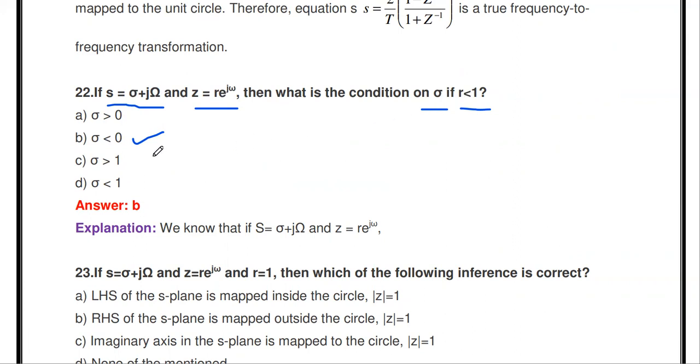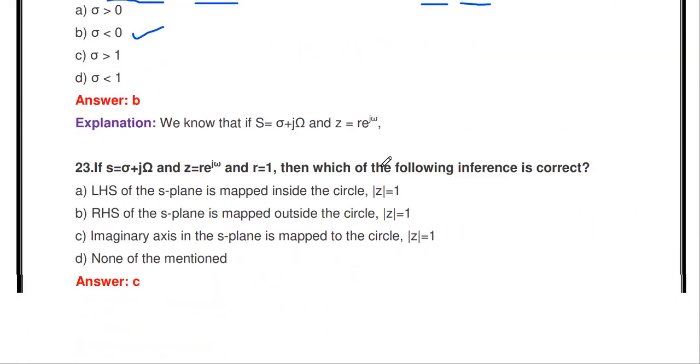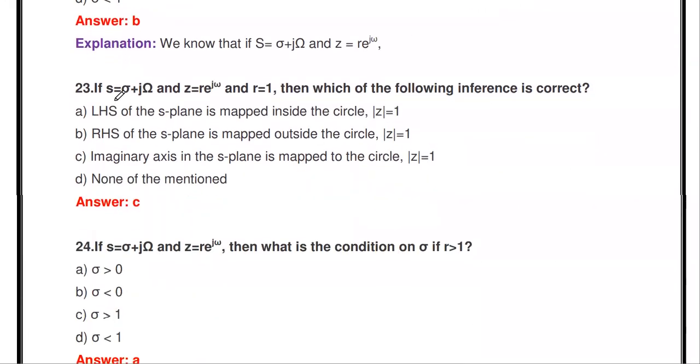In that video, in reverse, we discussed that question. If sigma is less than 0, what is the radius r? The r value should be less than 1. Similarly, if s is equal to sigma plus j omega, z equal to r into e power j omega, and the radius r equal to 1, then which of the following inferences is correct?